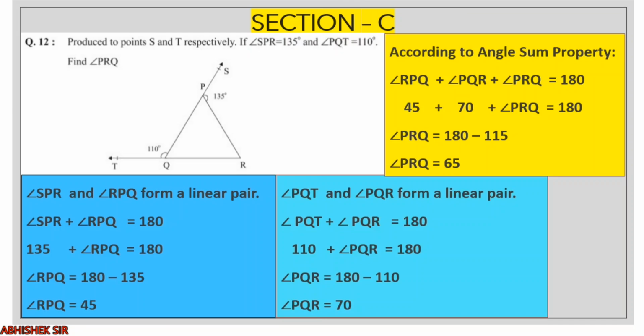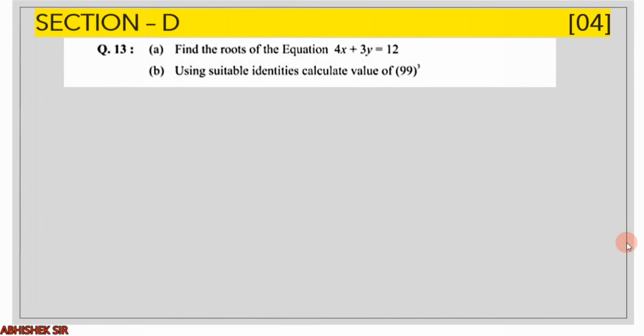It is a 3 marks question, 1 mark each for each section will be given. Moving further with question number 13, we have two different questions, each of 2 marks. So section D is of 4 marks. So one by one let us see. First is: find the roots of the equation 4x plus 3y equals 12. Actually the roots will be nothing but the solutions, right? So we have to find two solutions of the equation.